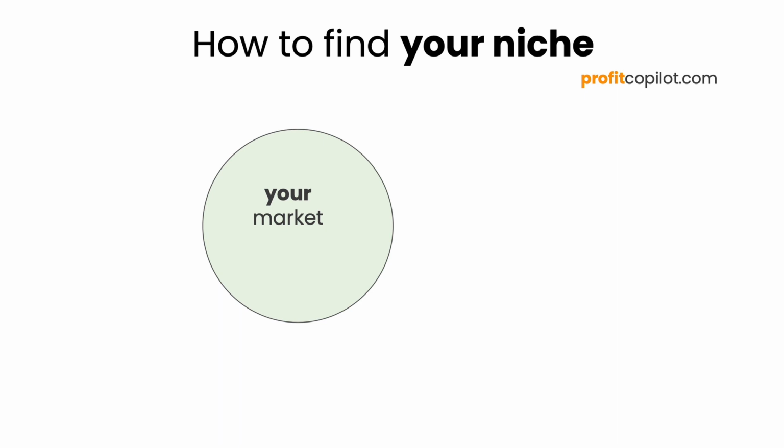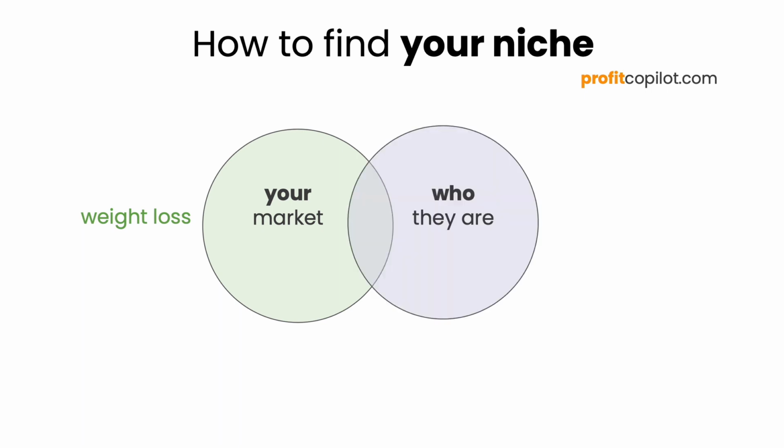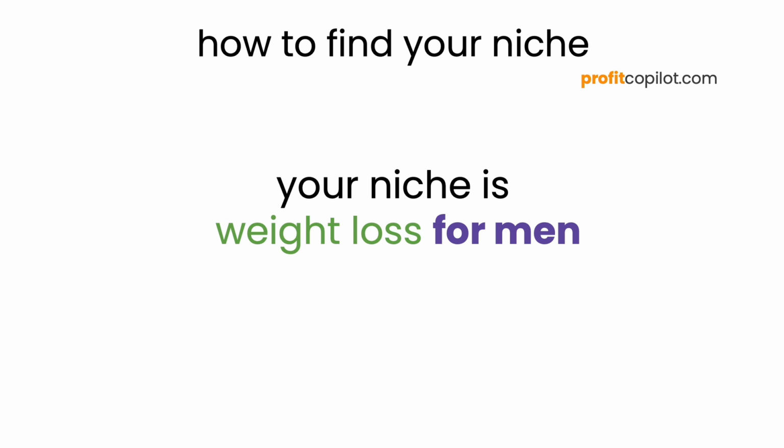Let's say we have your market here. So let's say we're going with weight loss for the moment. That's the market. We now need to think about who your customer is. Once you know who they are, for example, we might say that the customers within the market we want to deal with are men. We now have this overlapping section here, and that is your niche. So your niche could be weight loss for men.